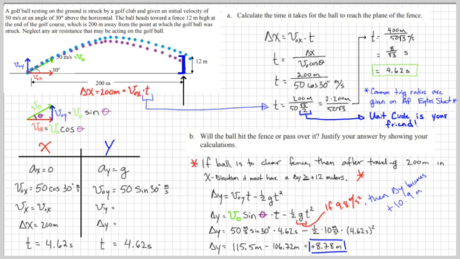Then we were able to identify whether the ball was actually going to be above or below the fence height after it had traveled that 200 meters horizontally, and we solved that by looking at the vertical displacement after some time of 4.62 seconds. We found out that vertical displacement was less than 9 meters, and depending on which value for g we used, either way, it's going to be less than 12 meters, so we concluded that it's not going to make it over the fence. It's not going to return to its original starting point. It's going to hit that fence and stop.